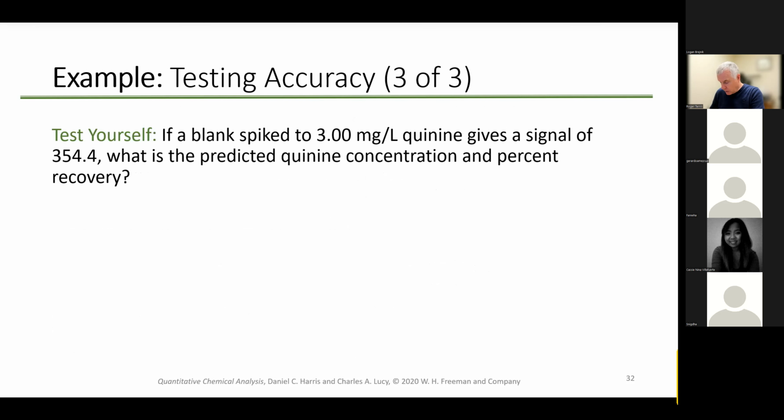So let's go ahead and do an example here. If the blank is spiked at 3 and gave a signal of 354.4, what is the predicted quinine concentration and the percent recovery?